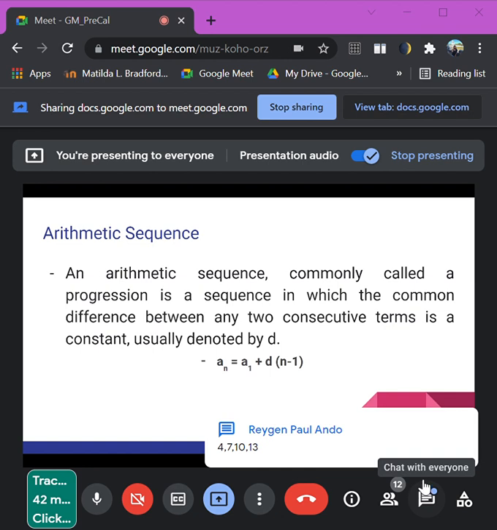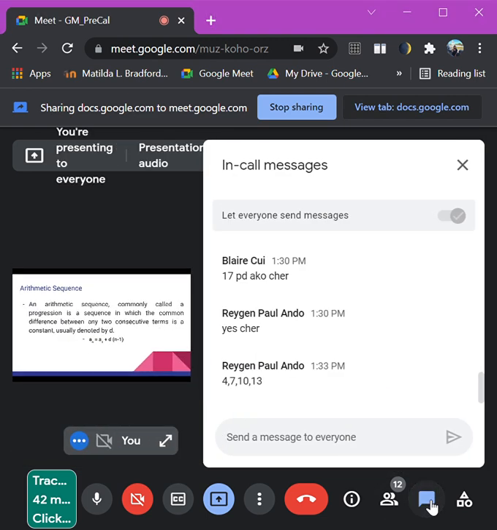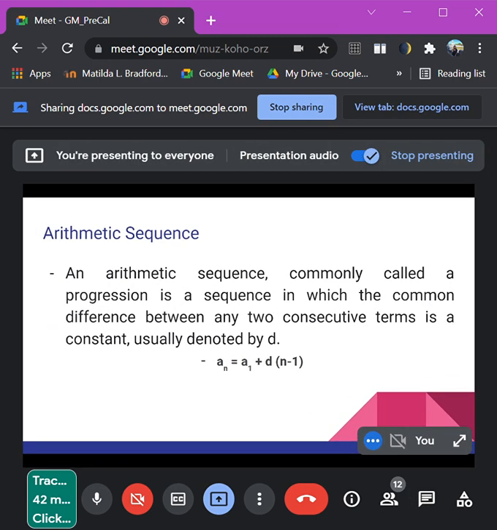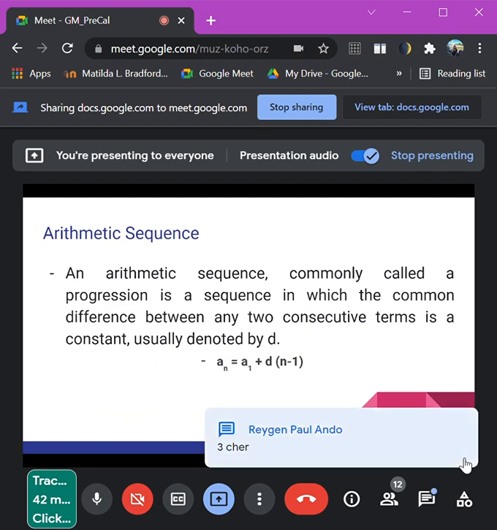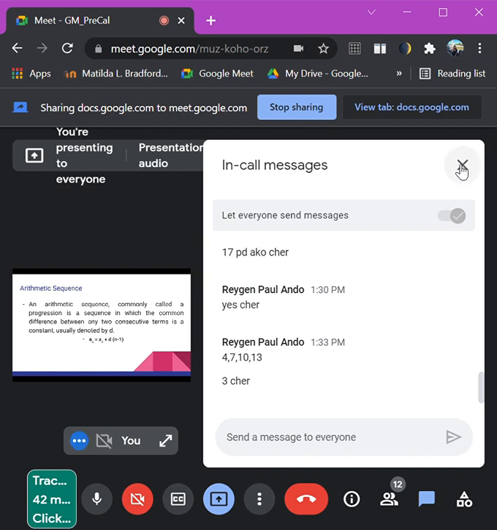Okay, so we have there 4, 7, 10, and 13. Okay, that is correct. Very good. What is the common difference, Ando? 3. That's right. So that is an example of an arithmetic sequence. It's easy to identify because they have the same common difference. 7 minus 4, that is 3. 10 minus 7, that is still 3. 13 minus 10, that is 3.